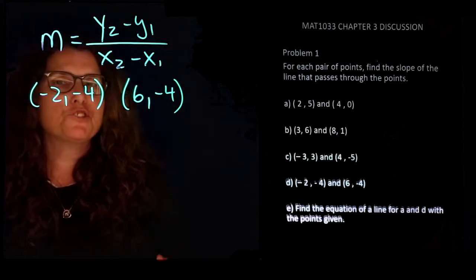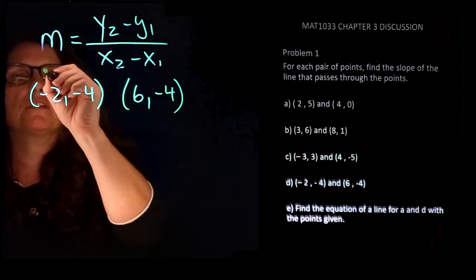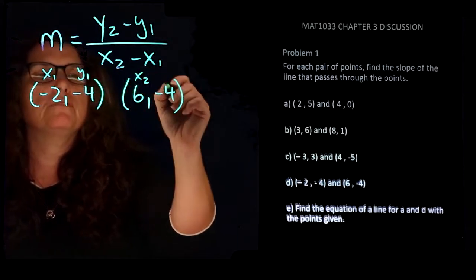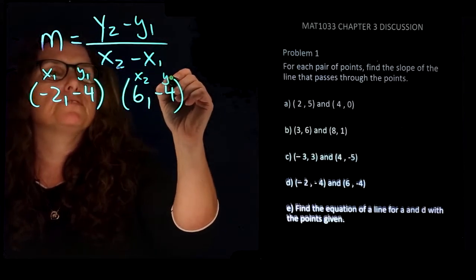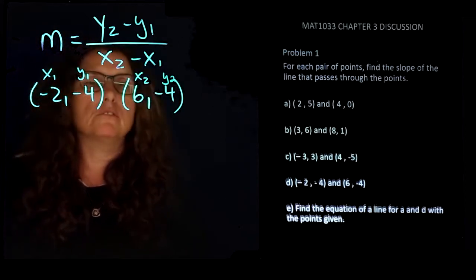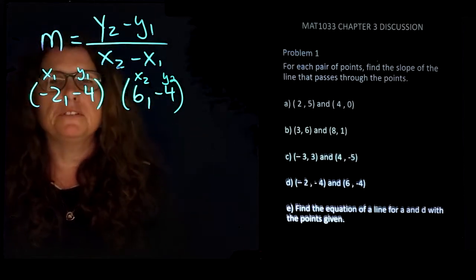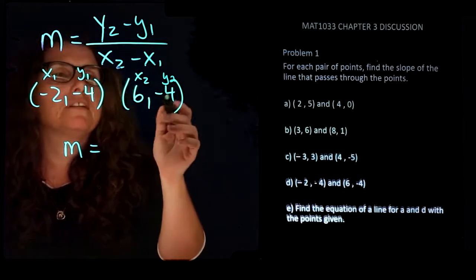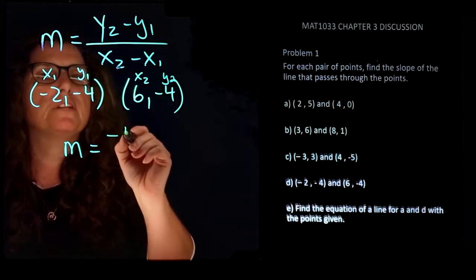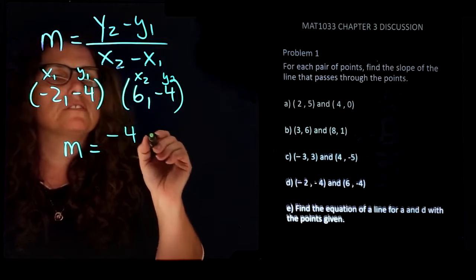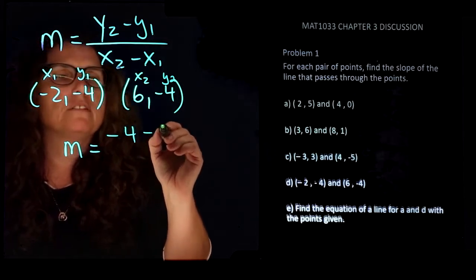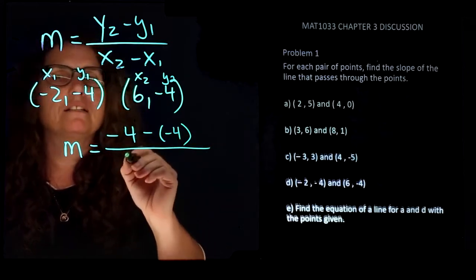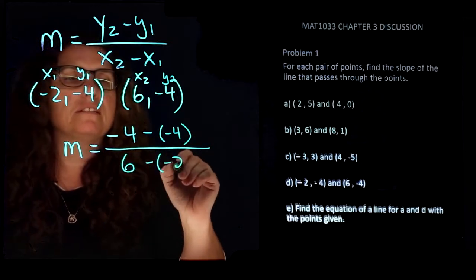Let's find the last slope with our points. Again, we probably want to label them. If you get really good and you've done about 20 of them or 100, you probably don't need to label them anymore. But for right now, we'll label them. y2 is negative 4. Watch your signs here, very important. Negative 4 minus a negative 4, divided by 6 minus a negative 2.